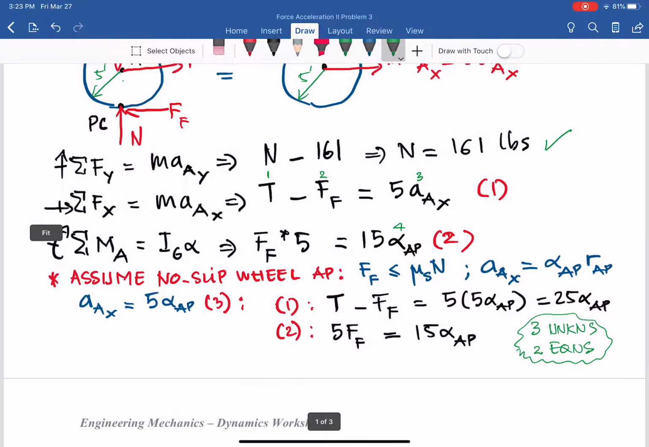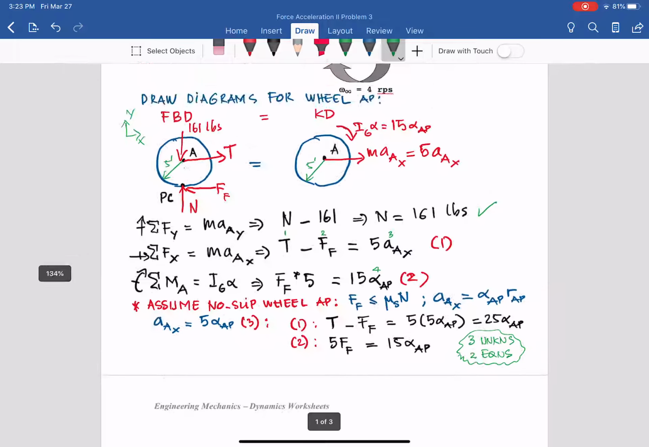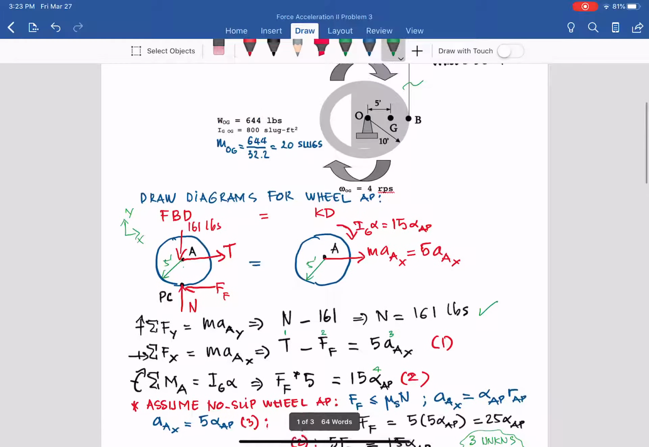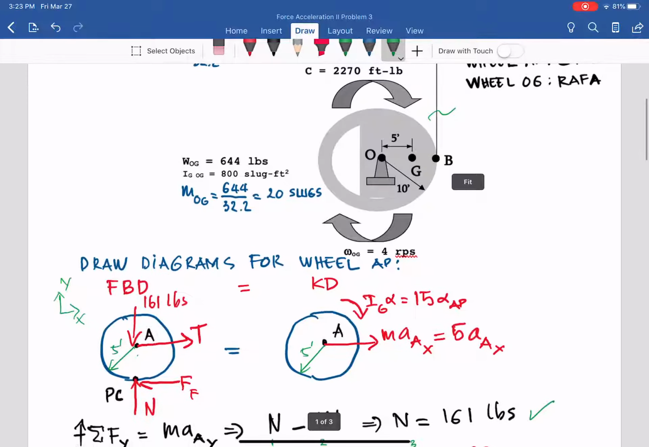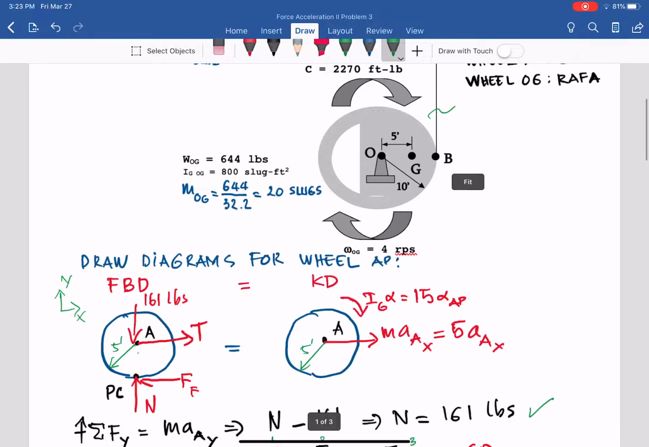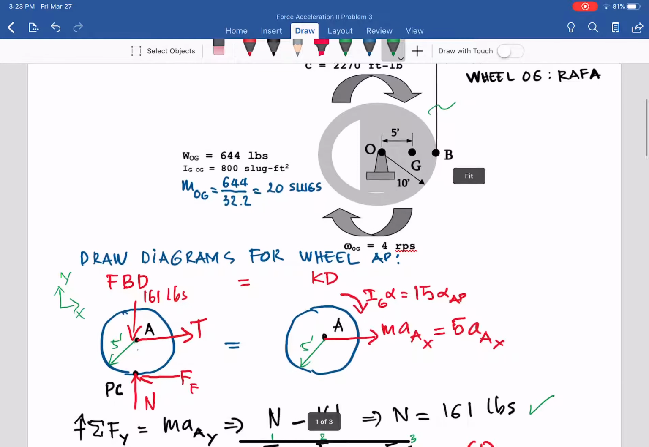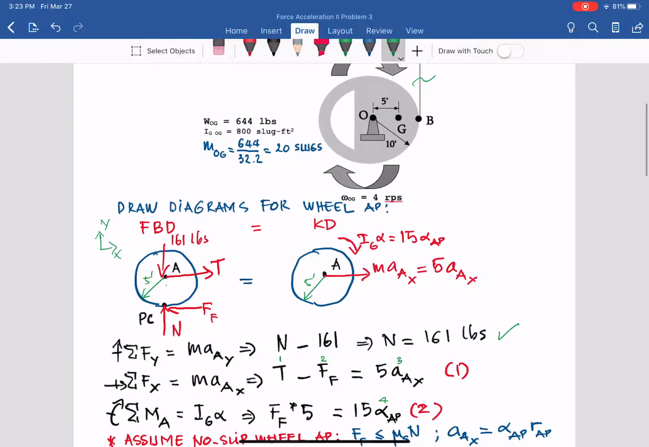We have another diagram. So that will be the next video. Continuing this problem, we will draw the diagram for OG and then see how many more unknowns are introduced and how many equations we can get, and we can continue from there.